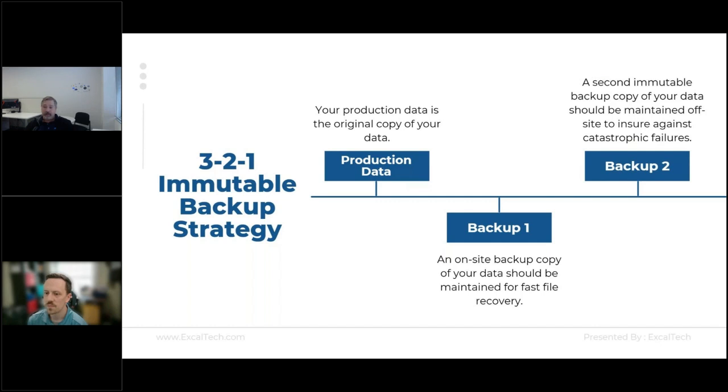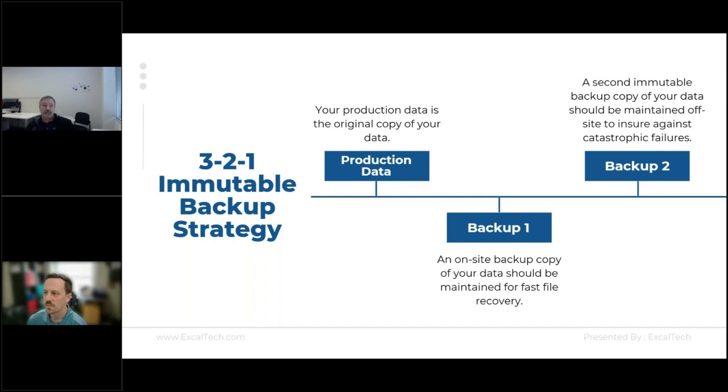That's what you're using day to day. You should have your first backup copy. That's an on-site copy of your data. That should be maintained on-site for fast recovery so you don't run into a bottleneck on the internet. You might think that your download speed is adequate, but when you're trying to recover your entire environment, you'll find that it is a bottleneck. An on-site copy is extremely valuable for fast recovery.